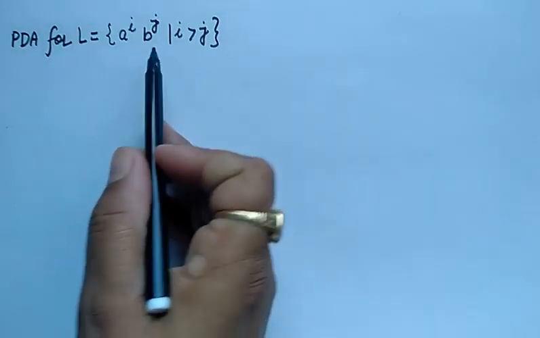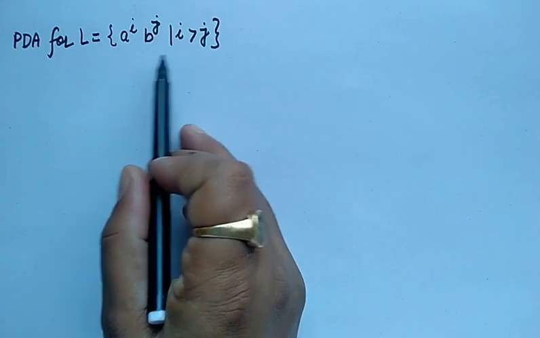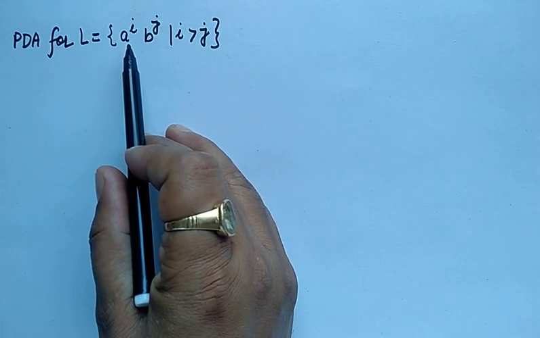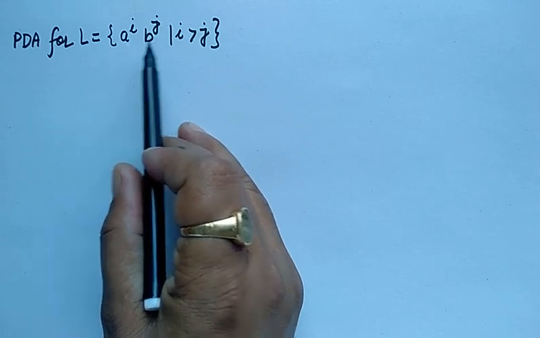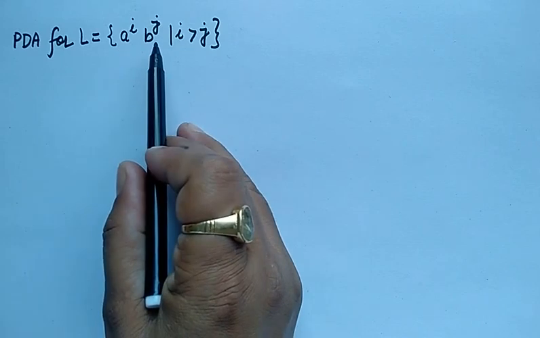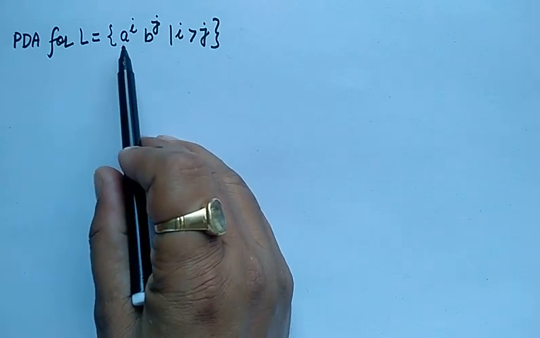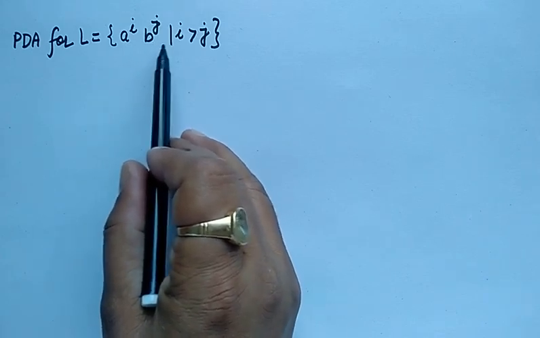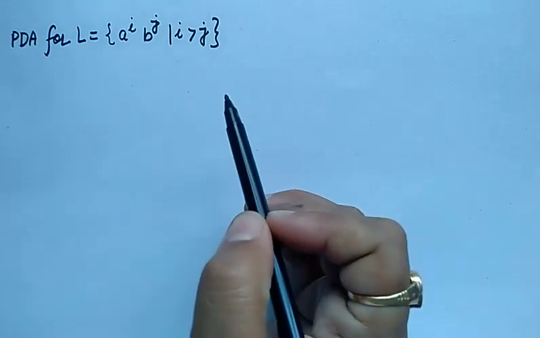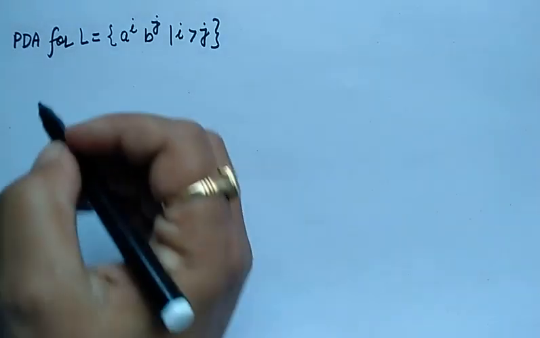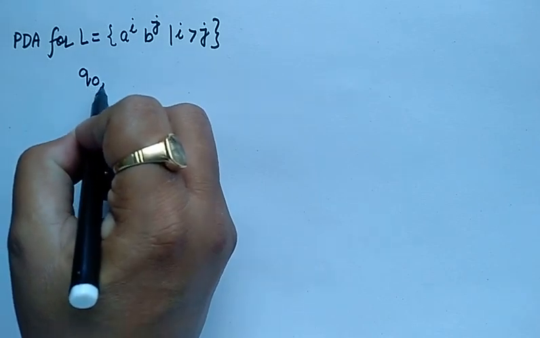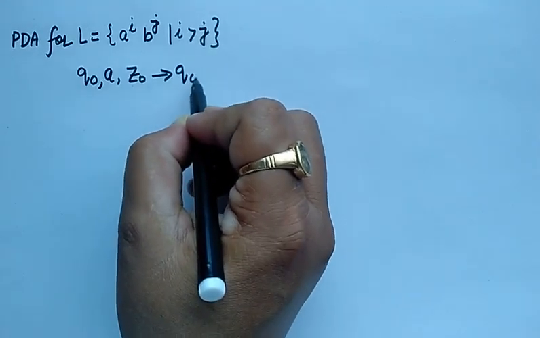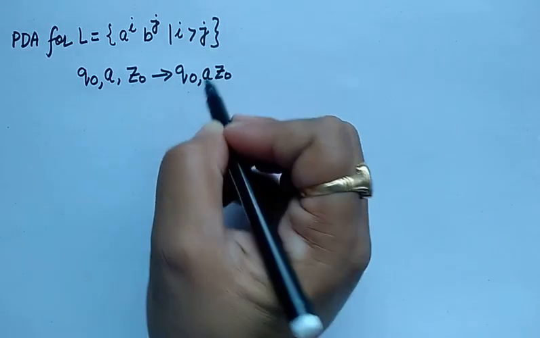So to construct a PDA for this language, what will we do? We will first push all the A's coming in the string into the stack, and then we will pop one A for each B. And since the number of A's is greater than the number of B's, when the string is finished, the stack contains at least one A on the top. So we will write the first rule as Q naught, A, Z naught, and we will push this symbol into the stack.